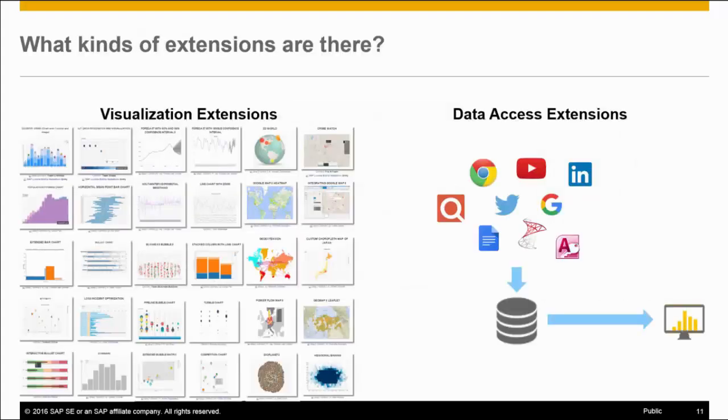Okay. Now, there are two types of extensions. There are visualization extensions, which are primarily visualization charts of the different types that we just discussed. And we also have data access extensions, which are primarily data connector plugins through Lumira that allow you to retrieve data from different sources on the internet like Twitter or YouTube Analytics, etc., and pull it into Lumira so that you can visualize that data in a better format. We will not go into data access extensions in detail in this webinar, but we will focus more on visualization extensions.